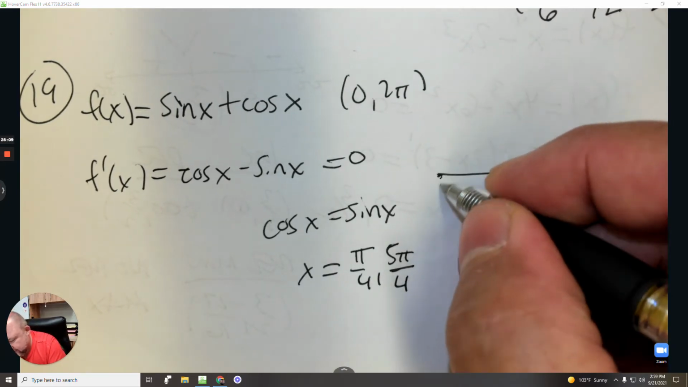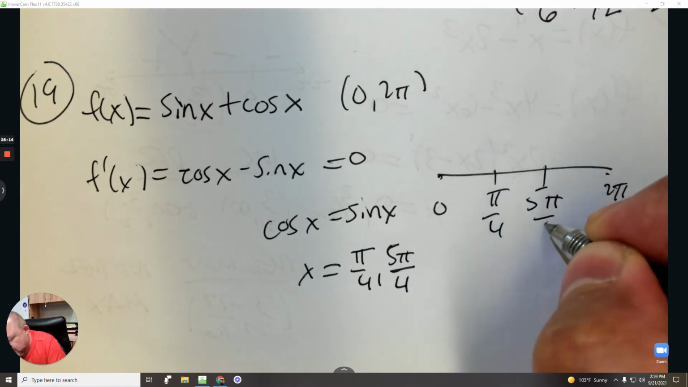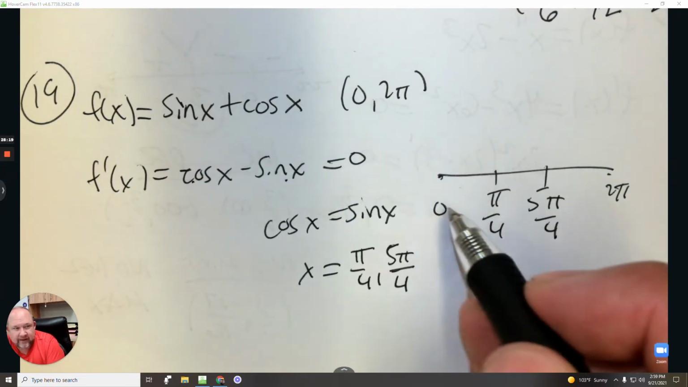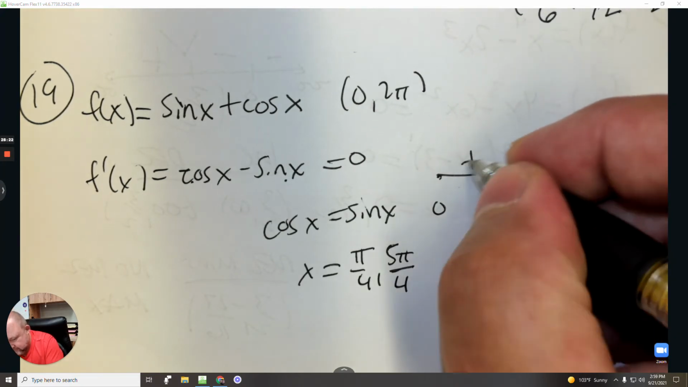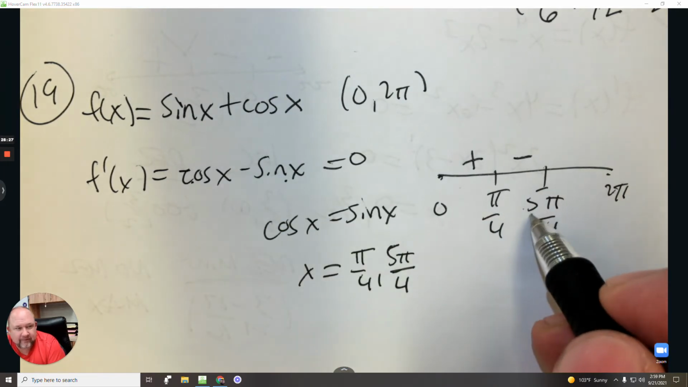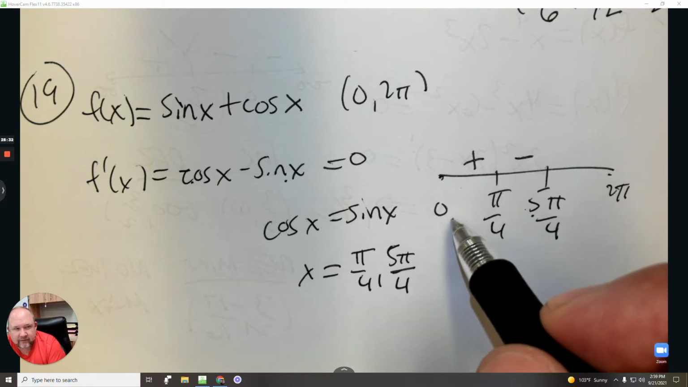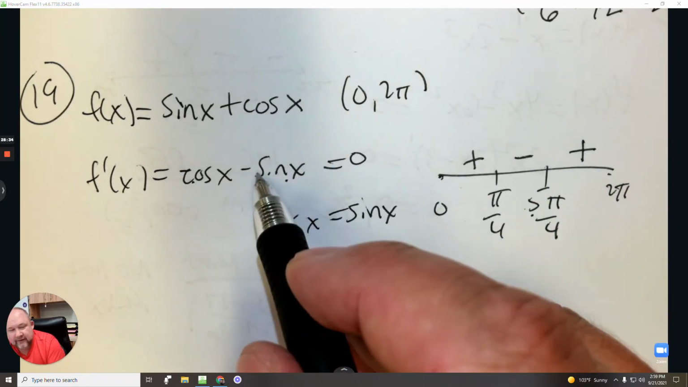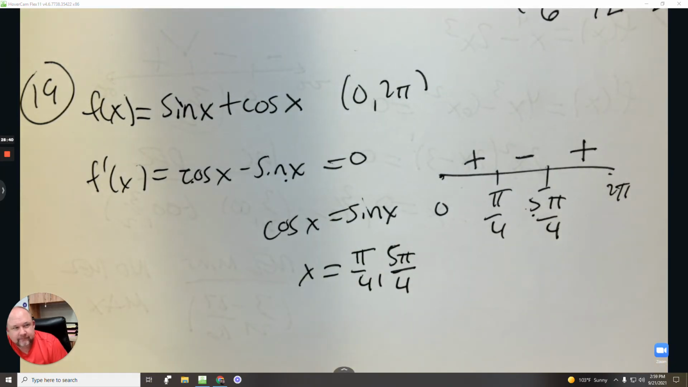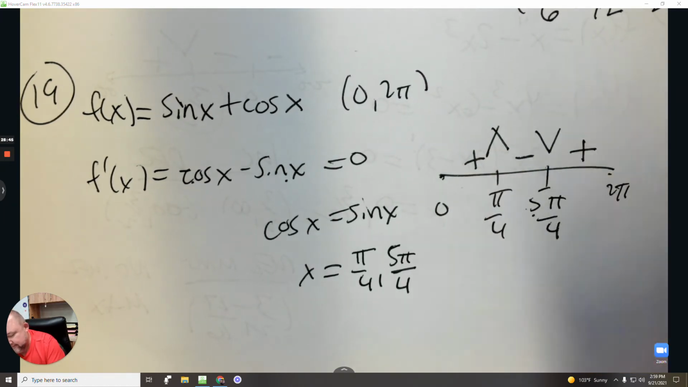Draw a number line. Look at the derivative, which is here. Cosine is bigger than sine between 0 and pi over 4. Here it's going to be negative. And then again, when it's bigger than 5 pi over 4, like 11 pi over 6, it's going to give you a positive answer because the negative times the negative is going to be positive. This is a maximum. This is a minimum.